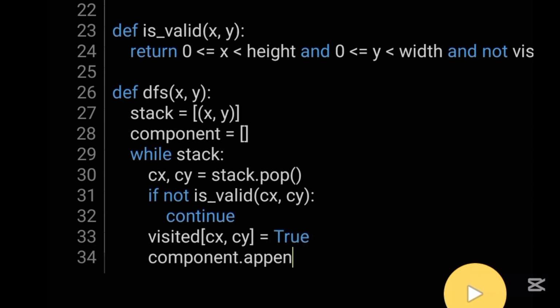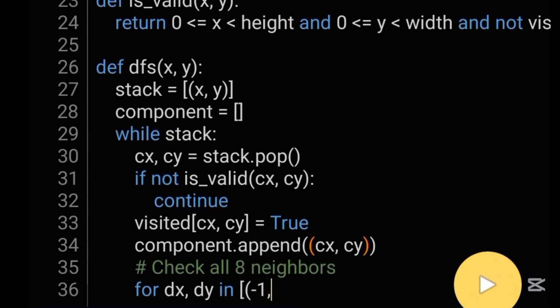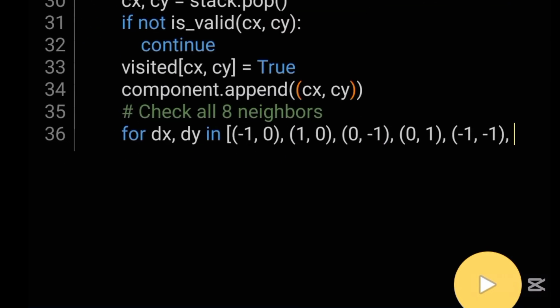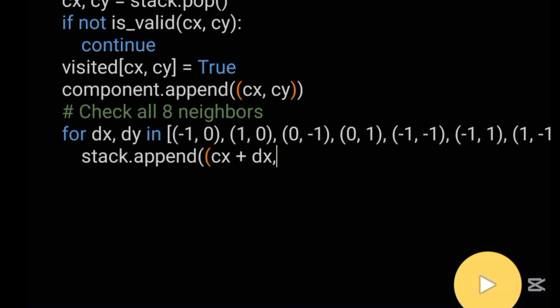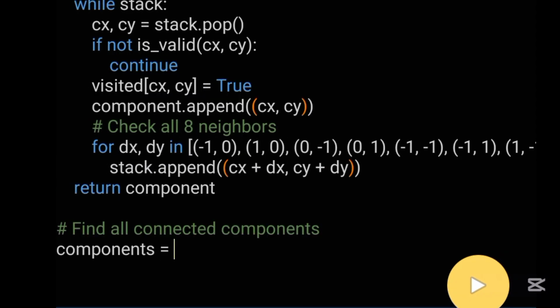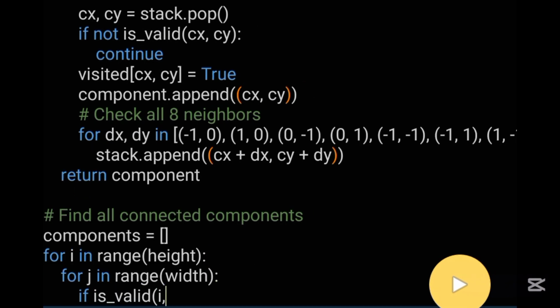And we are using the append method to add the pixel to the component. And after checking all neighboring elements, and basically there are 8, we append that to the stack. Here the only thing left is to return the component. And with this for loop, we simply want to loop through all the pixels in the image.